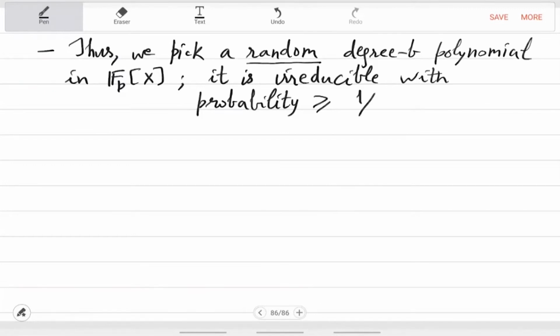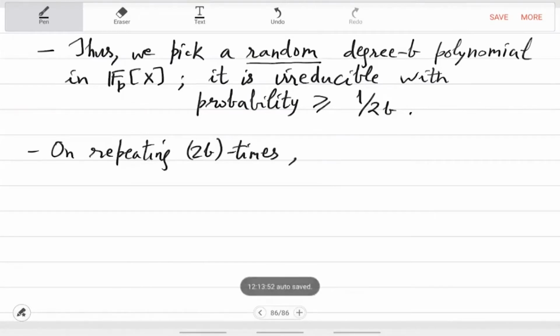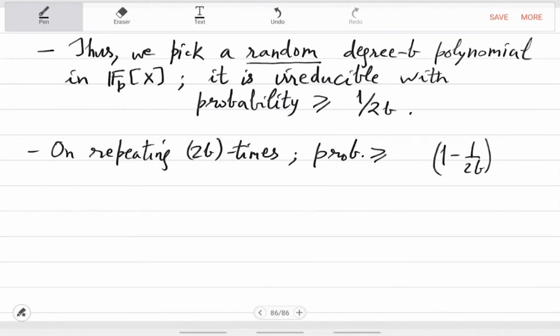at least 1 over 2b, and if you repeat it 2b times, say just 2b times, then the chance that each of the 2b choices is bad is (1 minus 1 over 2b) raised to 2b, and then the complement of that, and that you can check is more than half.